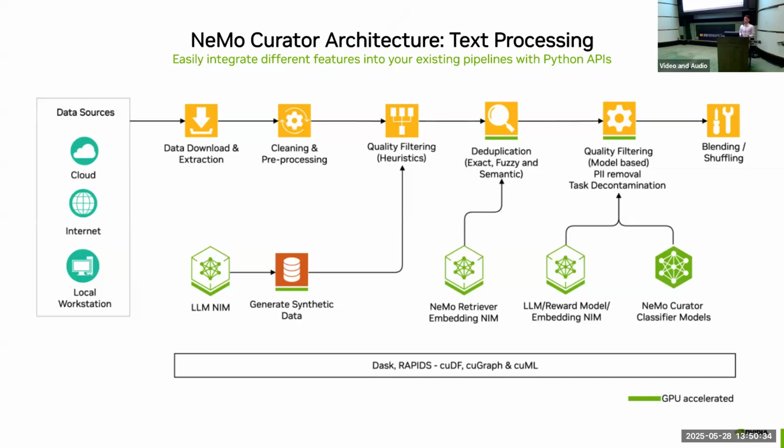So NeMo Curator itself is NVIDIA's pipeline for doing this curation, and it contains predefined utilities for all steps of this pipeline, essentially. So we always start by downloading our data from these data sources, which could be dispersed across the internet, or maybe we have a lot of data locally that we want to process. NeMo Curator allows us to ingest all of this or write utilities to do web crawling and downloading all of these documents.